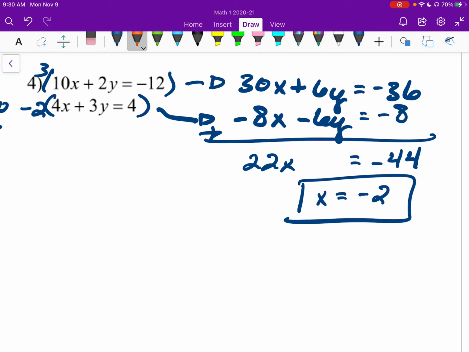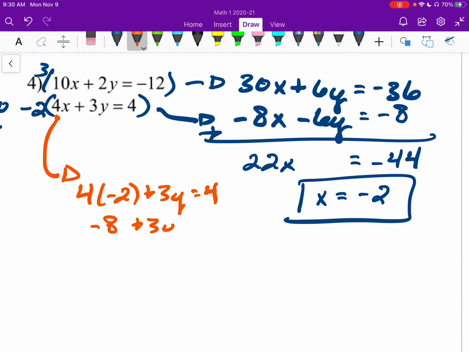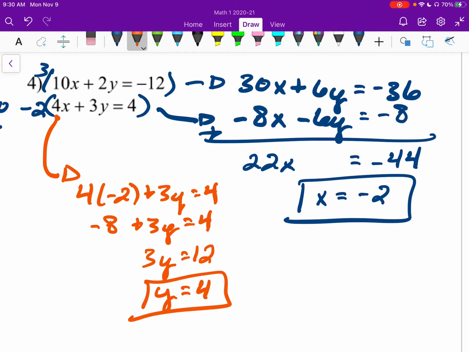I pick an equation to plug it in. The bottom one has smaller numbers, so that's the one I'm going to go with. Well, I don't know if it really has. Yeah, it does. So I've got 4x. Oops, I need to plug in my x. 4 times negative 2 plus 3y is 4. That gives me negative 8 plus 3y is 4. I add my 8 over, and 3y is 12, so y has to be 4. I write my answer as a point, and there we are.